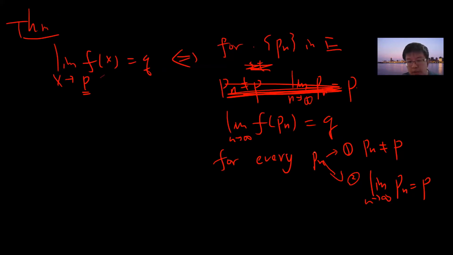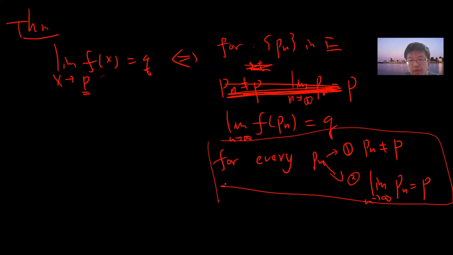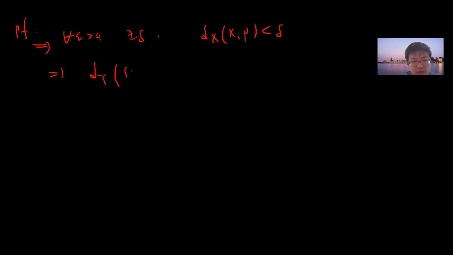Okay, so we need to give a proof. Let's prove these directions. Let's say we have this, and we pick p_n satisfying this condition. Then for epsilon greater than 0, there's a delta such that when d_X(x, p) is less than delta, then d_Y(f(x), q) is less than epsilon. So here it is.